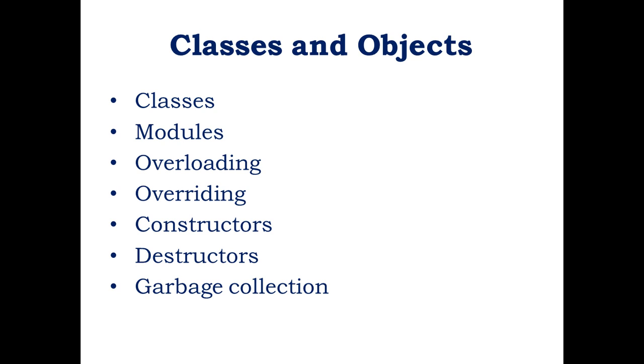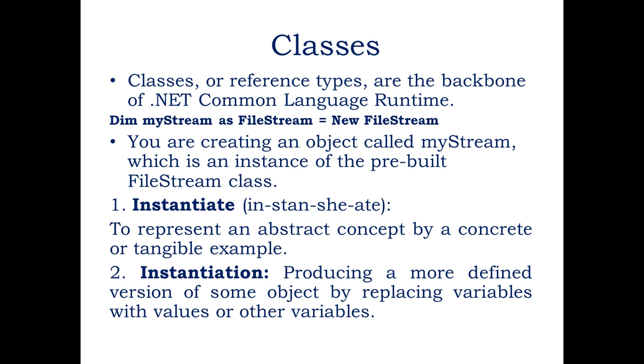The next topic, the final topic to be discussed in this session, is Unit 2: classes and objects. These are classes, modules, overloading, overriding, constructor, destructor, garbage collection. Classes are reference types and the backbone of the .NET Common Language Runtime. For example, the declaration here: Dim myStream As FileStream = New FileStream. You are creating an object called myStream, which is an instance of the pre-built FileStream class.